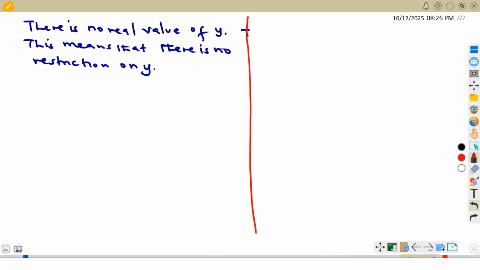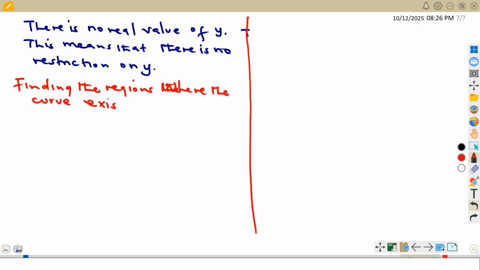Now, the next thing to look at is finding the region where the curve exists. So that is our next target. Finding the regions where the curve exists. We have so far seen the regions where the curve does not exist, and we have seen that there is no restriction on y. And since there is no restriction on y, we shall also go on and find the regions where the curve exists.